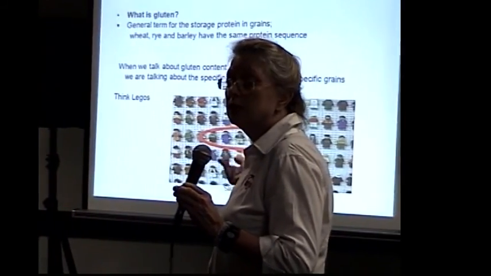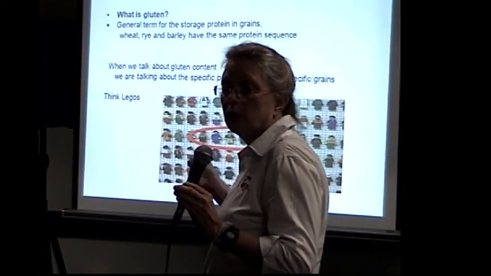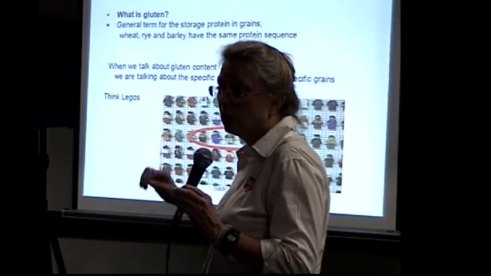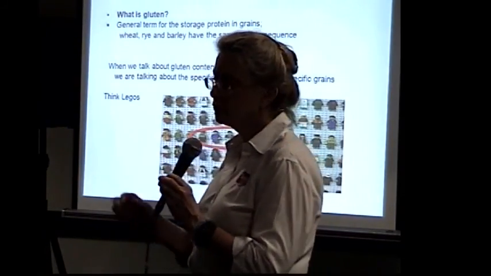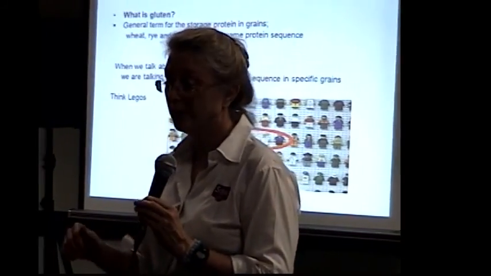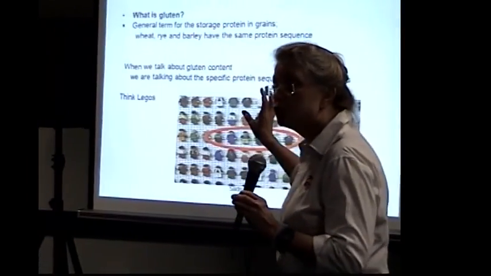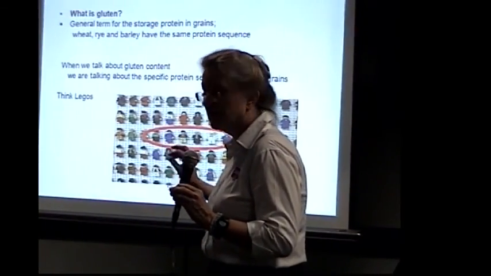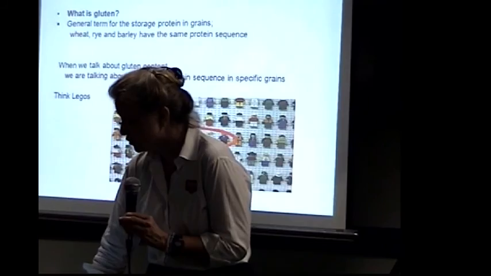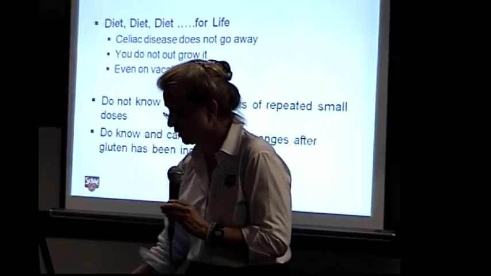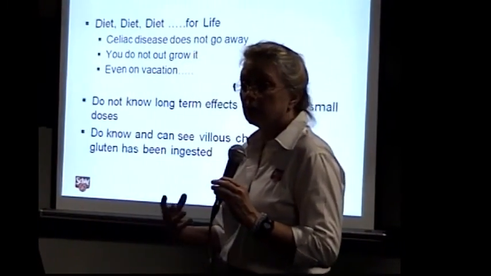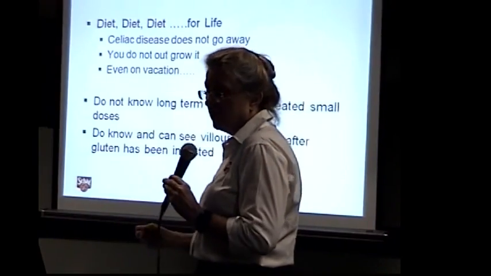And that's why you can eat rice, potato, quinoa, amaranth, and they don't bother you at all. Even buckwheat. Buckwheat is related to asparagus. It's not related to wheat at all. So it's just the wheat, rye, and barley protein that we need to watch out for. But it's just generally called gluten. The diet for celiac disease is a diet for life.